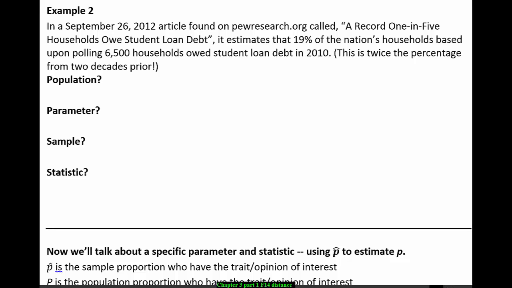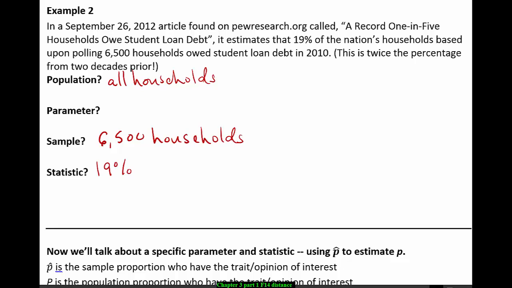Who did we call in our poll? We polled households. So our sample is the 6,500 households in the poll. The population then is all households. So now the parameter is the number that describes the population, and the statistic is the number that describes the sample. Now, Pew Research couldn't get a hold of all the households in the United States, so they used the numbers that they got from the 6,500 households that were in their sample to estimate that 19% of the nation's households owed student loan debt. So the statistic is 19%. And again, that's the percent of the sample who owe student loan debt.